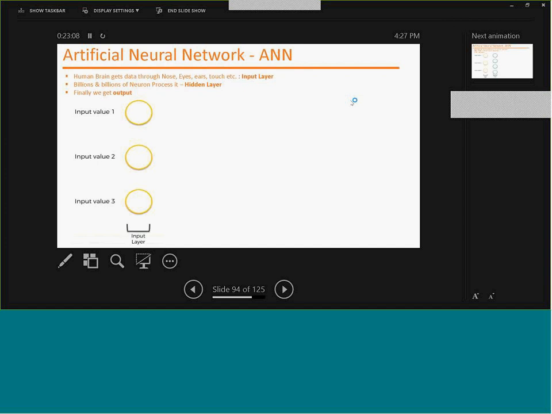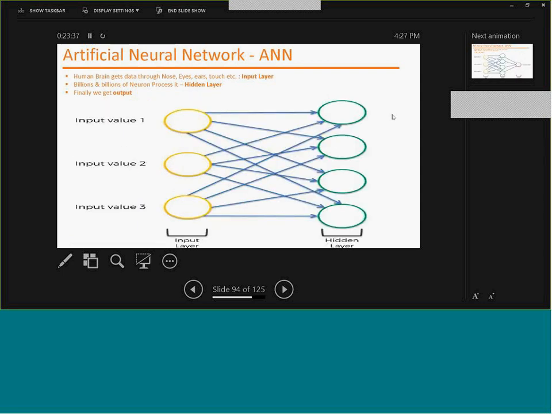Let's say we have three neurons, and each neuron has some input value. Input value 1 is given to neuron 1, input value 2 is for neuron 2, and likewise input value 3 for neuron 3. These three neurons make up one input layer. We have one hidden layer with 4 neurons, and finally it gives us the output.